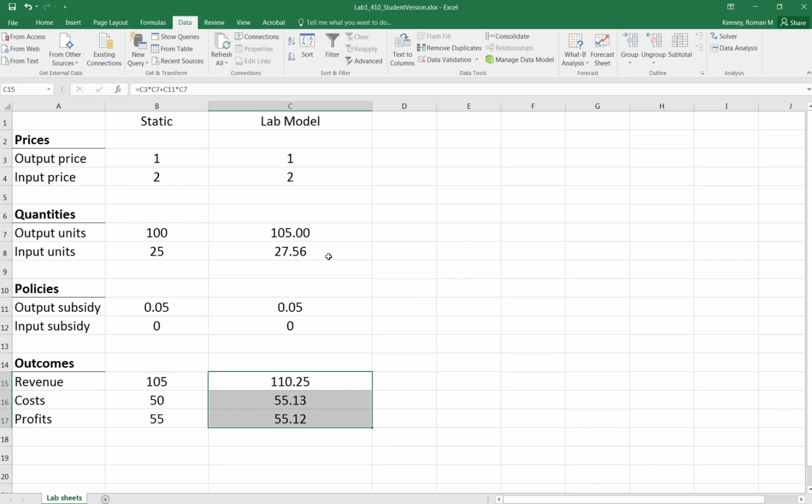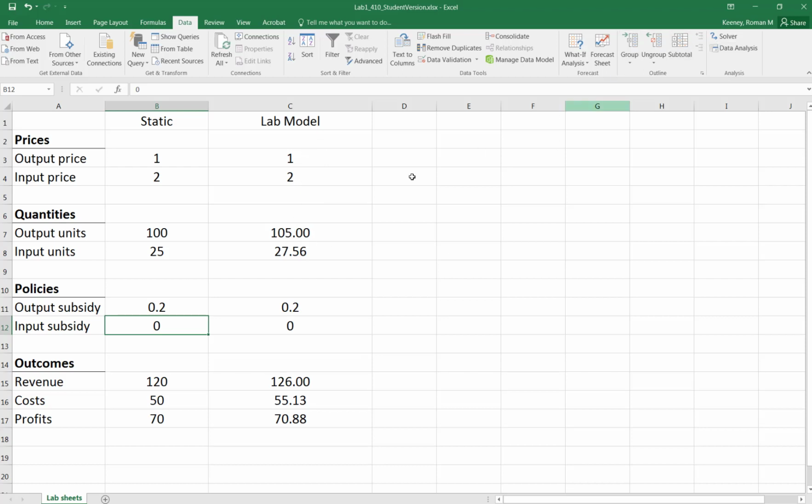Okay, so what else could we do? Well, we could try larger levels of subsidies. So what if it was a 20% subsidy? You type it in, 0.2. You could compare the prediction here, but to get the comparative prediction for the lab model, don't forget you have to go back over here to Solver and resolve.